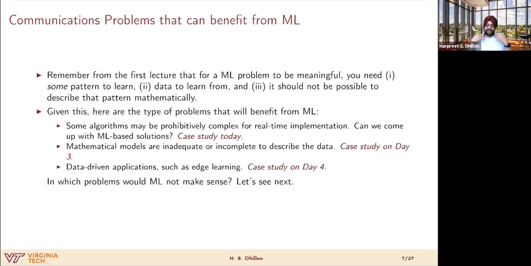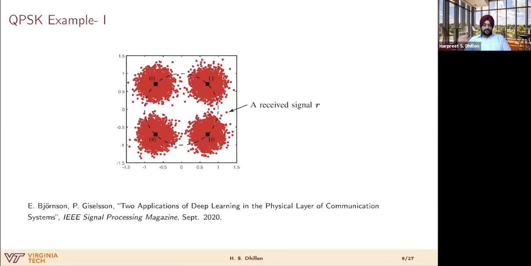Okay, so before we discuss where machine learning makes sense, let's actually first discuss in which type of problems ML does not make sense, right? Let's just get that out of the way through a very simple example that I came across recently. So this example is a QPSK example that I found in IEEE Signal Processing magazine, a recent paper by Emil Johnson. So the problem is as follows.